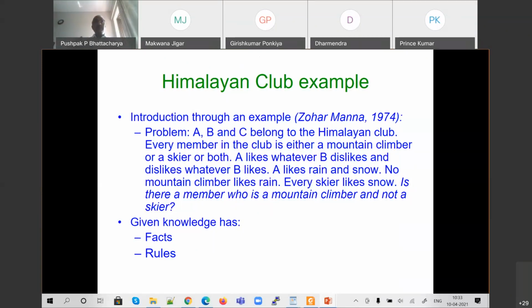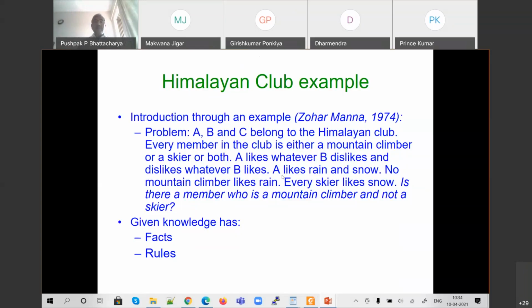Since we have left probability behind for a few minutes, we look at the language of logic. Logic brings in facts and rules. Facts are cold pieces of information. The fact that A is a member of the club, B is a member of the club, C is a member of the club, these are facts.